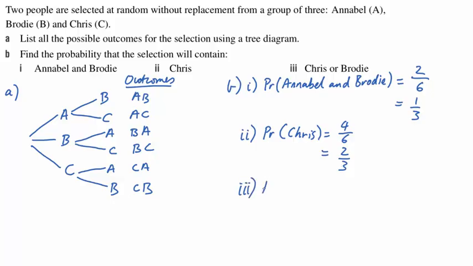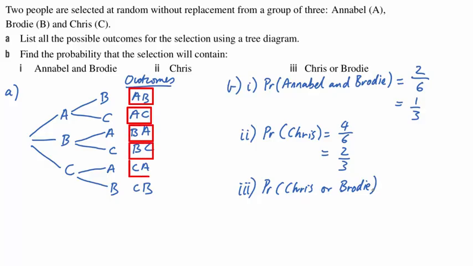Now let's work out the probability of choosing Chris or Brody, or both. If you see the word "or" by itself in maths, you should generally assume that it means inclusive or. So we're allowed to have both Chris and Brody selected. Well, the first outcome involves Brody, the second outcome involves Chris, the third and fourth outcomes involve Brody, and the fifth and sixth outcomes involve Chris. That means all 6 out of the 6 outcomes involve choosing at least Chris or Brody, which is 1.